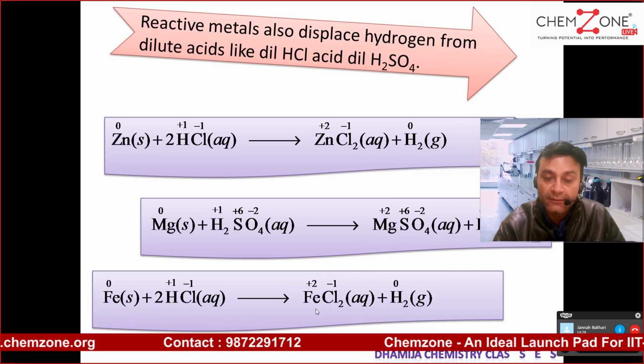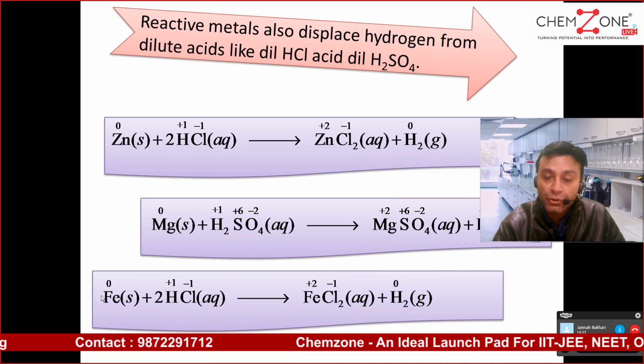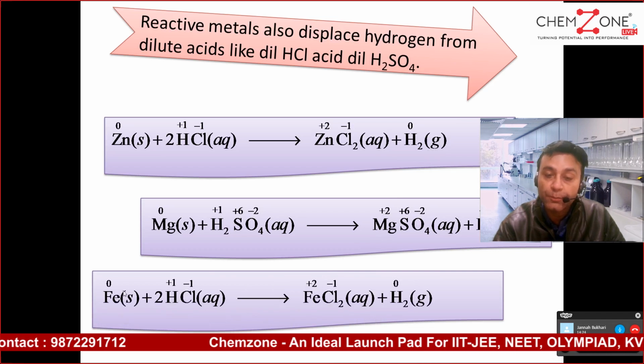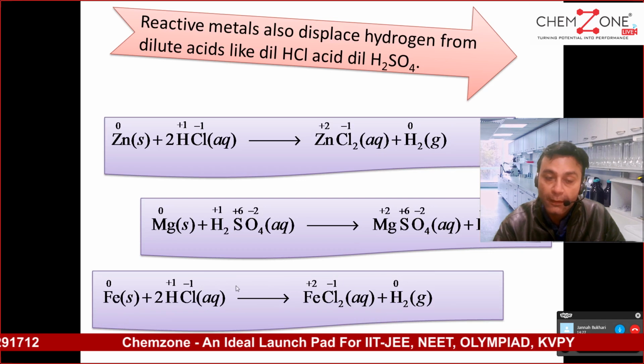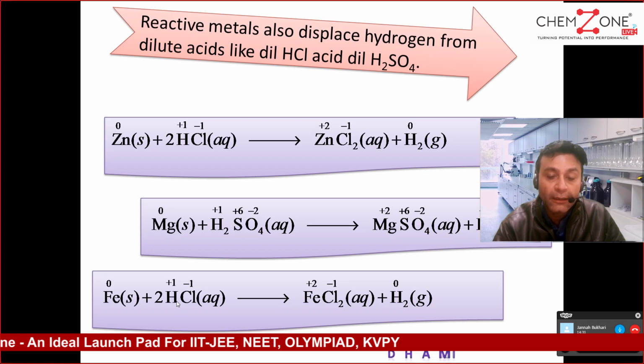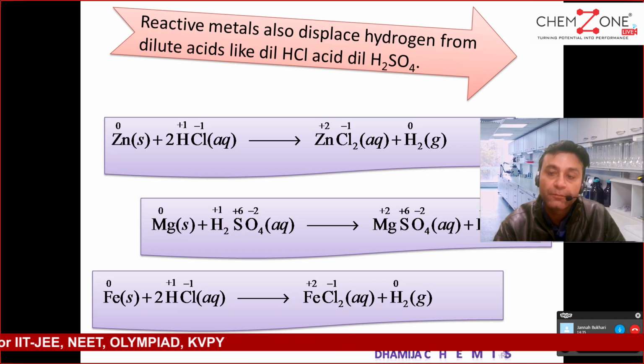Iron reacting with HCl. So iron 0 to +2 in the presence of HCl. You tell me now, what is happening with iron? Oxidation or reduction? What is happening with it?